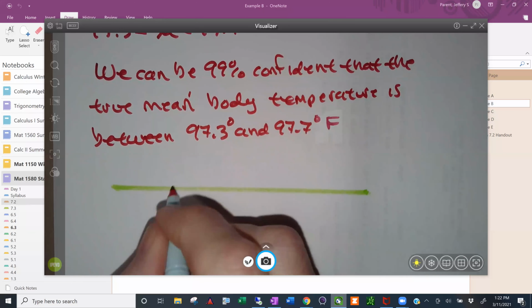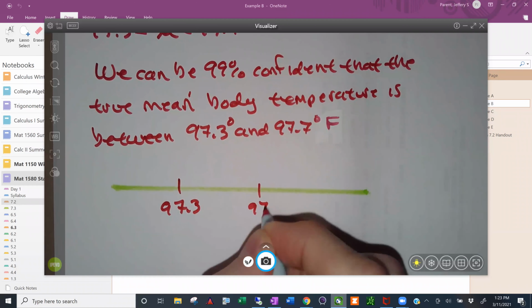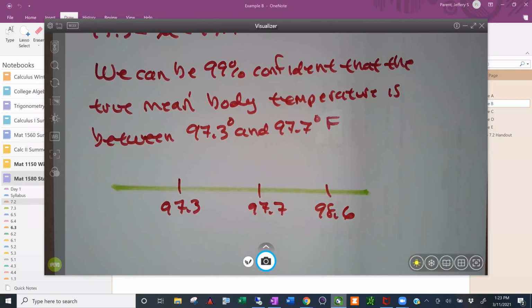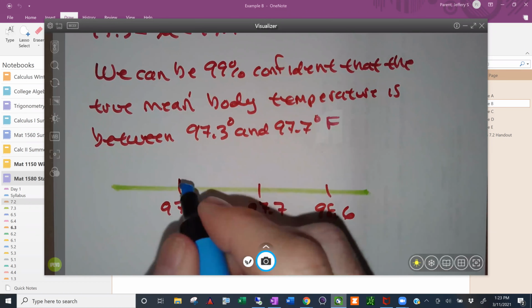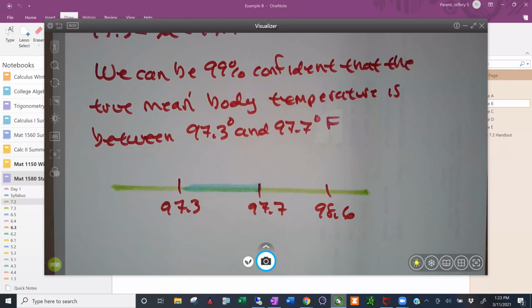That was 97.3 to 97.7. And then over here we have 98.6. So here's our confidence interval. What's that saying about 98.6? A bit high. Yeah, it's a bit high.